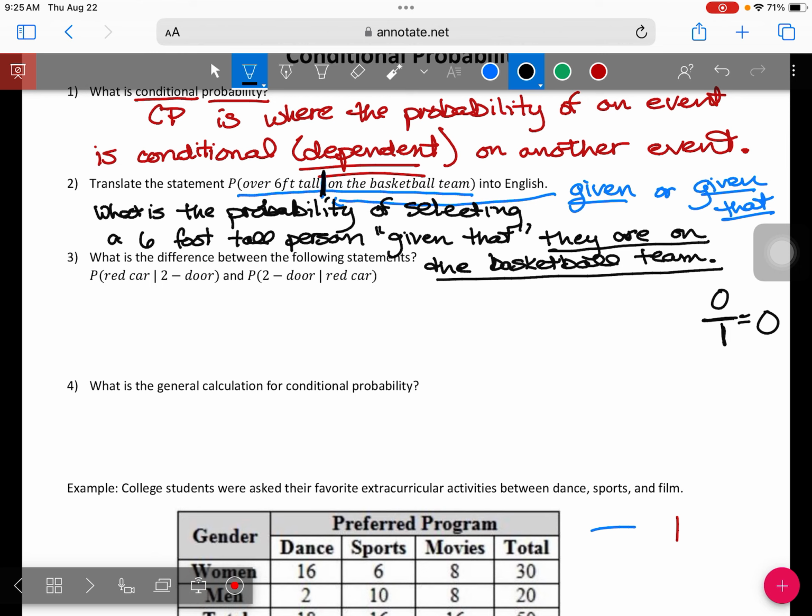Number 3, what's the difference between the following statements? What's the probability of a red car given that you're looking at 2-door cars? Okay? So here you are looking at 2-door cars. That's your condition. Okay? You're looking at 2-door cars. And of all those 2-door cars, what's the probability of getting a red car out of those 2-door cars?